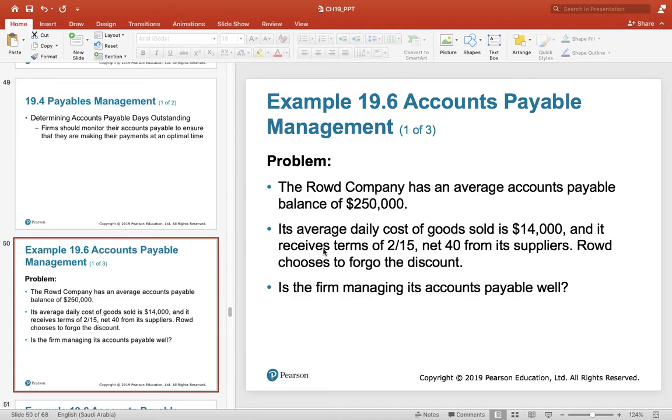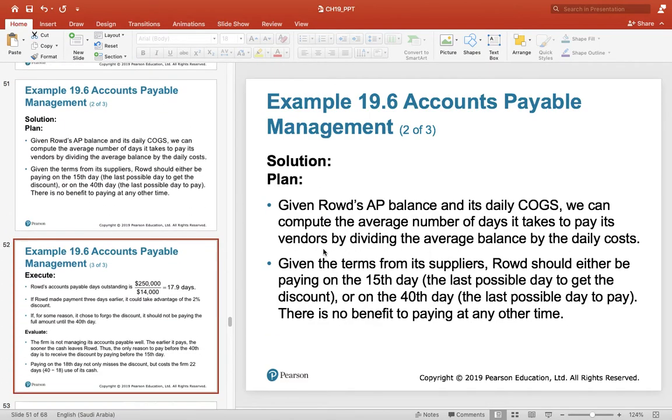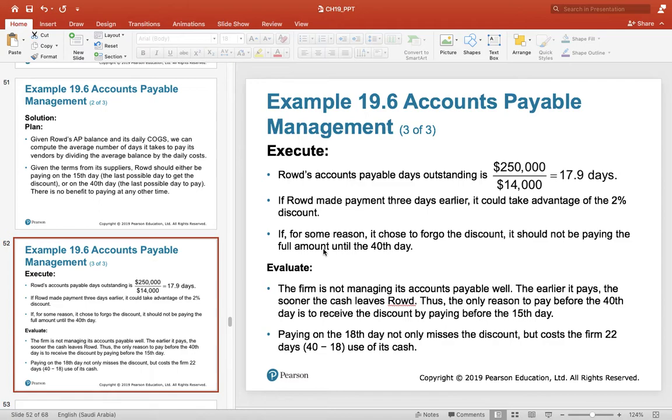How can you do that? First of all, calculate the days in payables. Days in payables is equal to 250,000, the payables, divided by the daily cost of goods sold, 14,000, given in the question. That is 17.9 days. That means on average you are paying your suppliers on the 18th day.